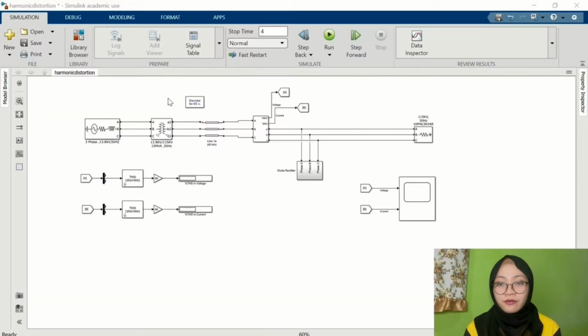Okay, so let's proceed with the demonstration first. I would like to demo a harmonic distortion problem. So this is our circuit, which has no solution yet.